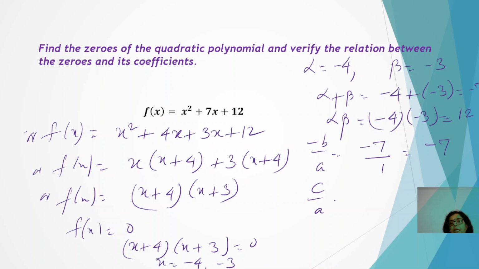C upon a, c is 12, so 12 upon 1, that is 12. So you see alpha plus beta is minus 7 and minus b upon a is minus 7. Alpha beta is 12 and c upon a is 12. So this is how we verify the relationship between the zeros and the coefficients.